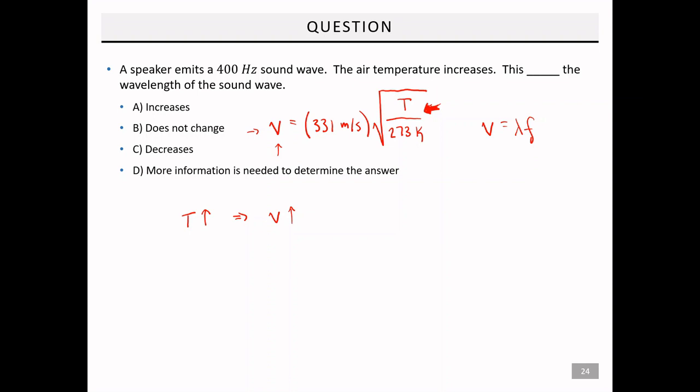Okay, so in any case, temperature increases. This causes the speed of the wave to increase. And then looking at the second equation, if the speed of the wave increases, so the left side of the equation increases, the right side of the equation also has to increase. Now, since the speaker is emitting a wave with a constant frequency, f is not increasing at all. f is constant. This means the wavelength of the wave also has to increase. So temperature increases implies wave speed increases implies wavelength increases. So the answer for this question is A.